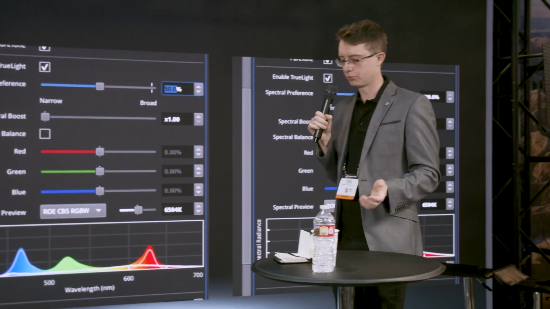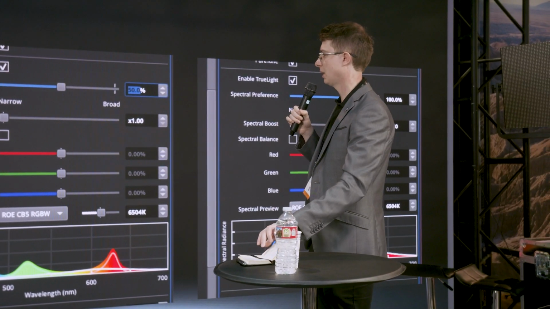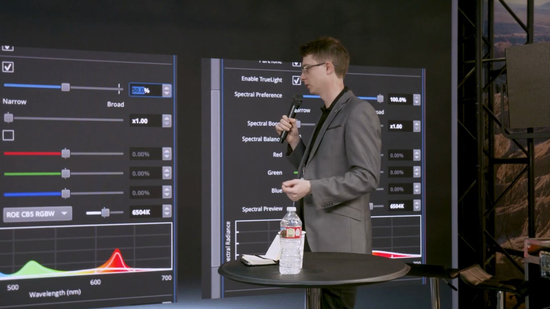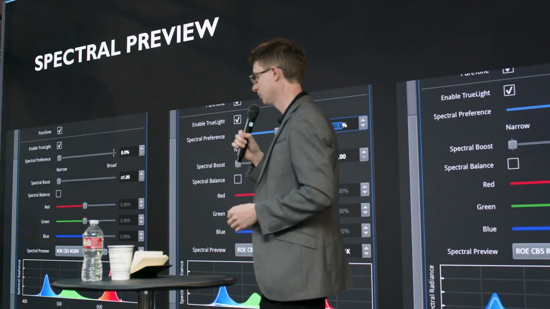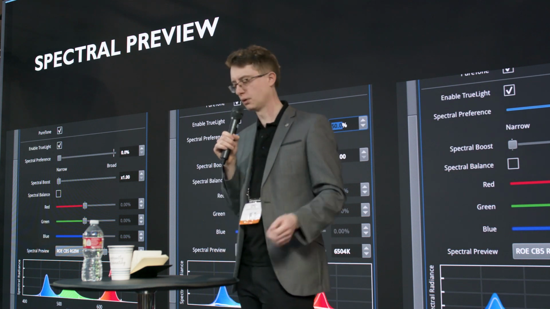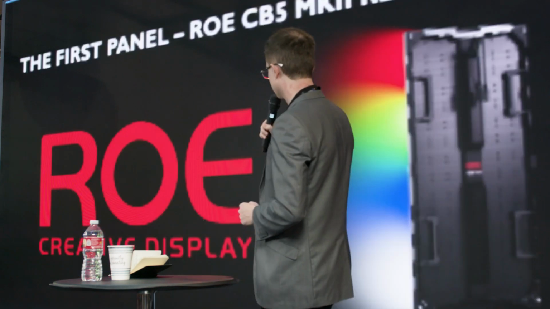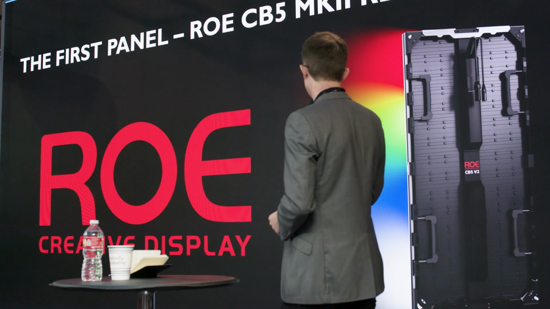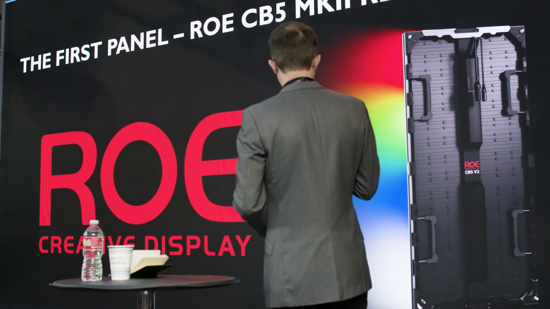So I've talked about the processing system, but we also need panels to go with this. And we're very proud to be showing at NAB 2023 the first panel that supports the Brompton TrueLight system. Next slide, please. So that panel is the Row CB5 Mark II RGBW.